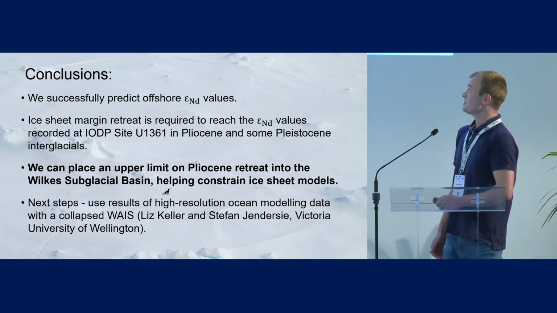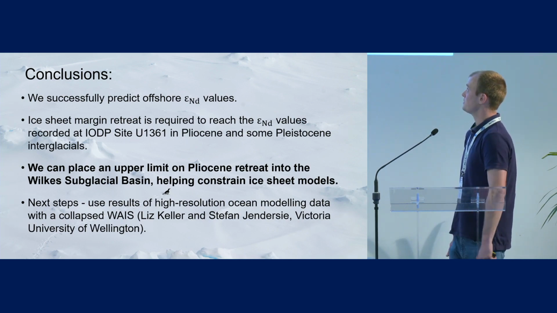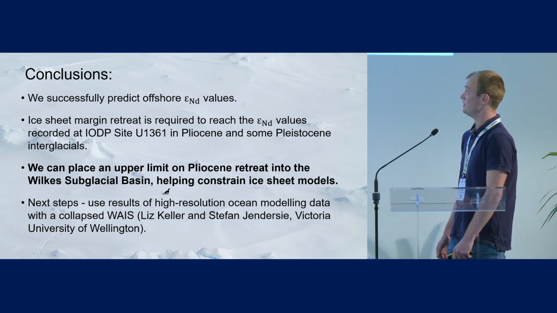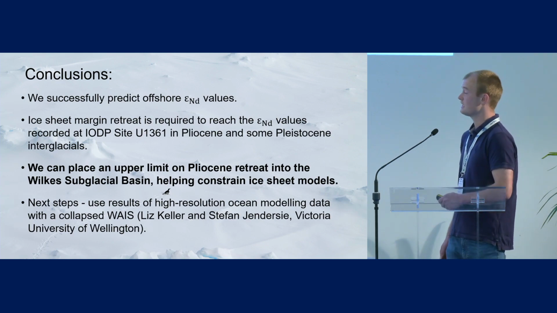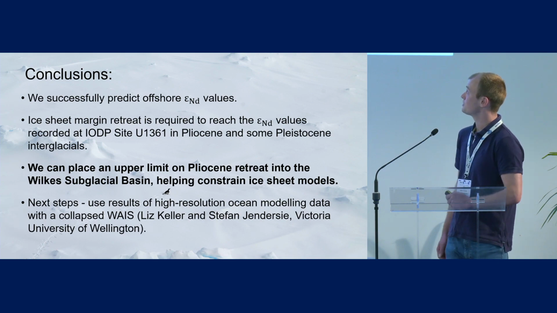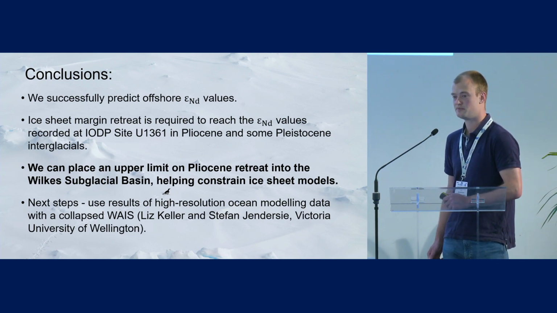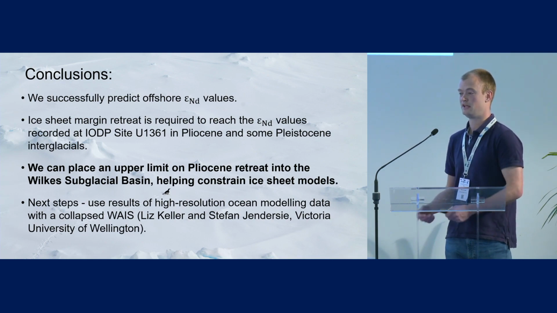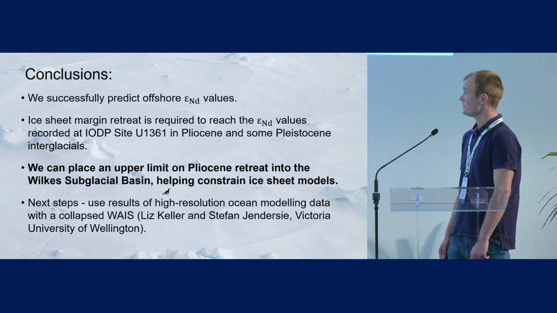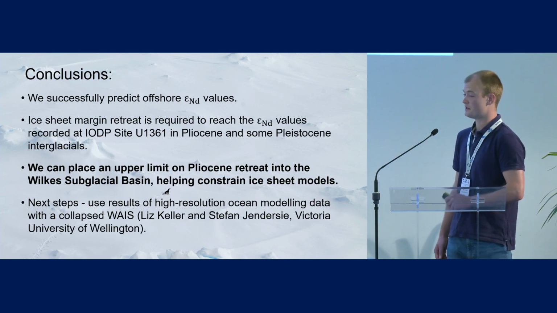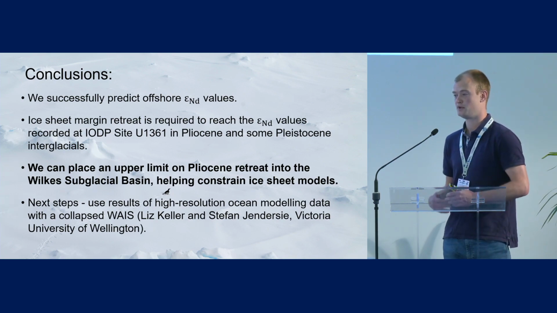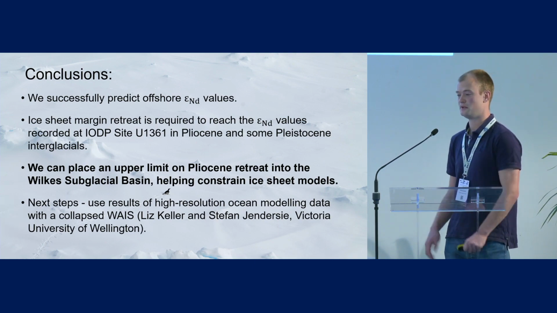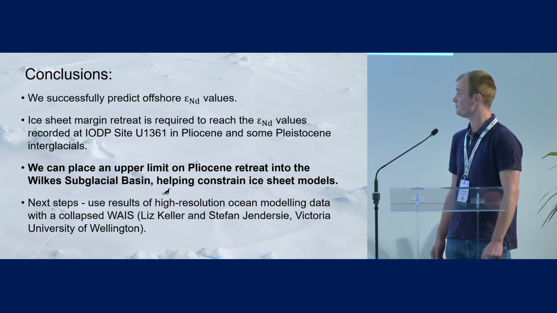So just to conclude, I think we can successfully predict offshore epsilon neodymium values and achieve a sensible range in provenance shifts. Secondly, it seems like ice sheet margin retreat is required to reach the values that we observe at this IODP site. You can't just have erosion further inland to explain all the changes we see. And a new thing is that we think we can place a useful upper limit on how much retreat into the Wilkesville Glacial Basin occurred in periods like the Pliocene, which will ultimately help constrain ice sheet models.